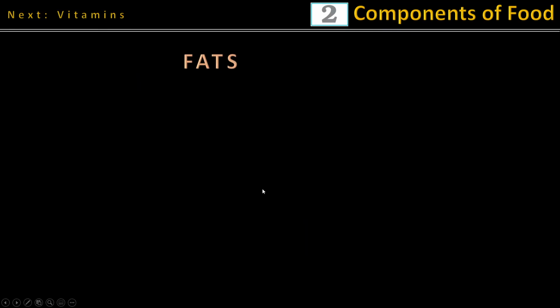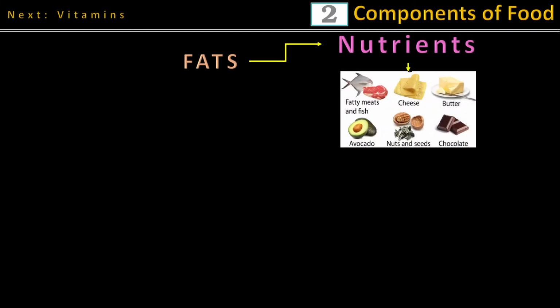Fat is also one of the food components available from food ingredients. It might be a plant or an animal source. This is also called a nutrient. These are the foods that are rich in fats. Fish is an animal source, and cheese is also an animal source. It is a byproduct of milk. Butter is also heavy in fat, and it is also a byproduct of milk, which is once again an animal source.